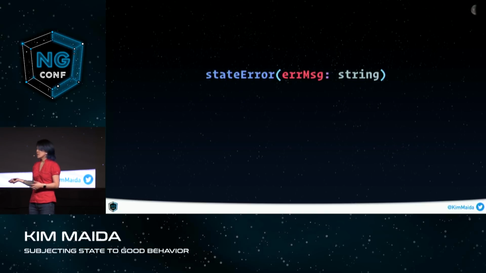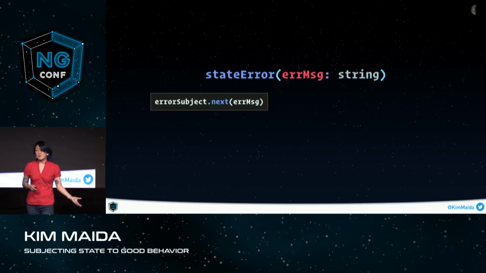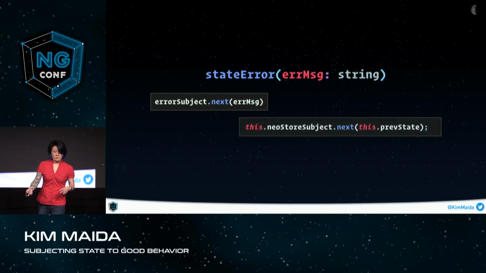Now, speaking of errors, I need a way to handle those. So I have my state error method. It expects a string that is my error message. I'm going to emit that string, and then I need to make sure that I emit the previous state from my NeoStore subject to roll back my overly optimistic updates.